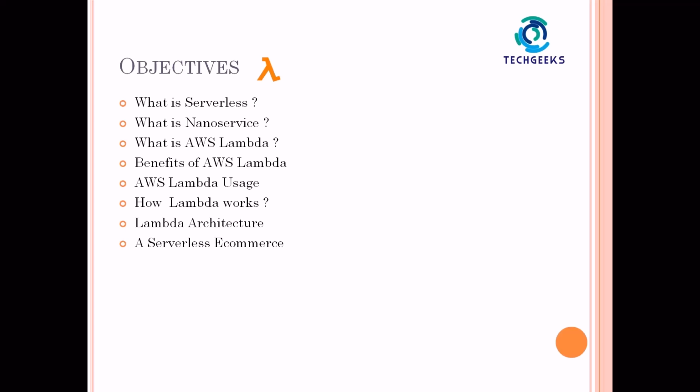This is a small introductory session of AWS Lambda before we start our practicals or hands-ons. So here in this slide, you'll see the objectives of this program. We will learn what is serverless, what is nanoservice, what is AWS Lambda, what are the benefits of AWS Lambda usage, how Lambda works, the Lambda architecture, and lastly, we will go through a small example of how we can build a serverless e-commerce using Lambda.